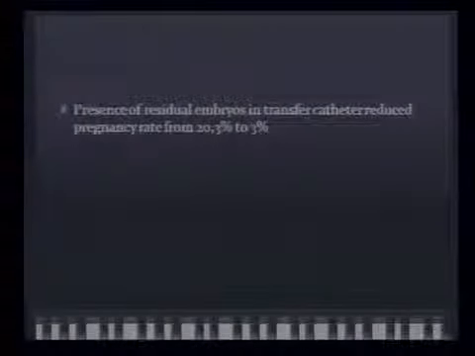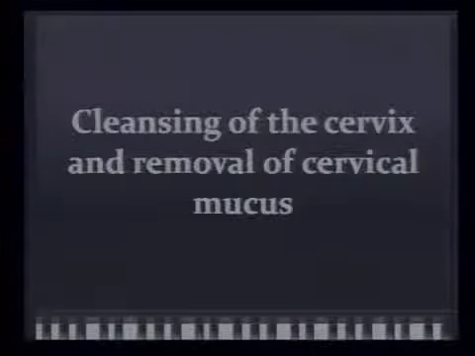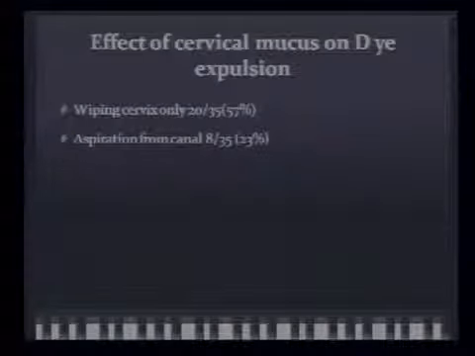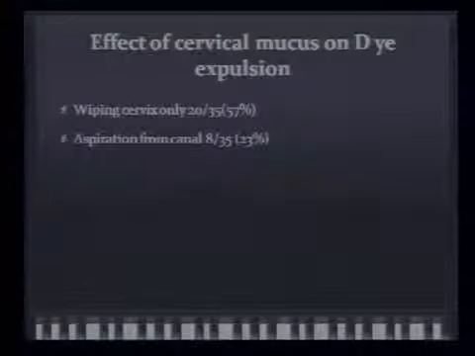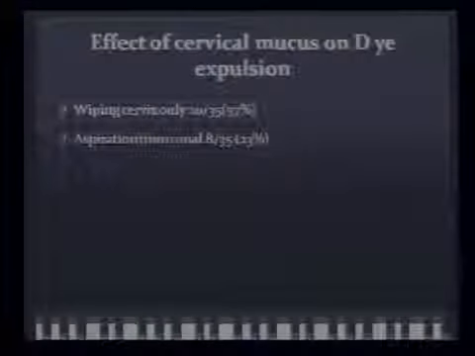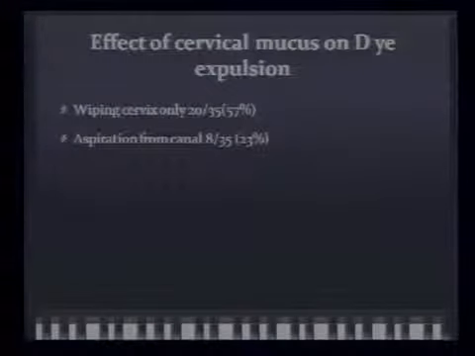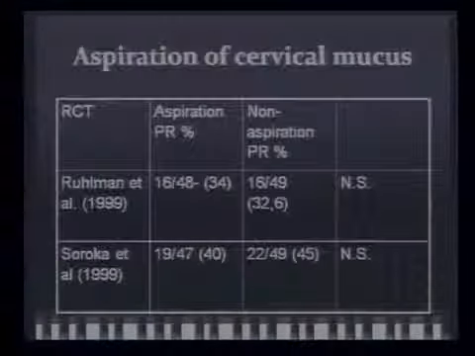It has been told that soft catheters have an increased risk of having retained embryos in the catheters, but we'll see that. What about the cleansing of the cervix? Effect of cervical mucus on dye expansion: wiping the cervix only, the pregnancy rate is 57%. Aspiration from the canal, the pregnancy rate is 23%. I'm only summarizing that.